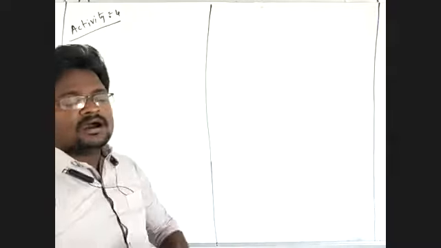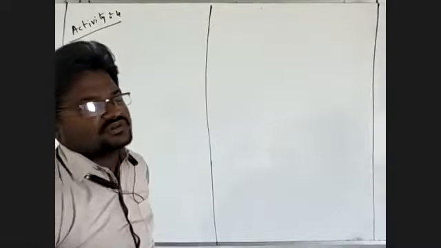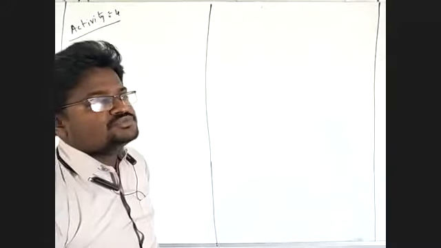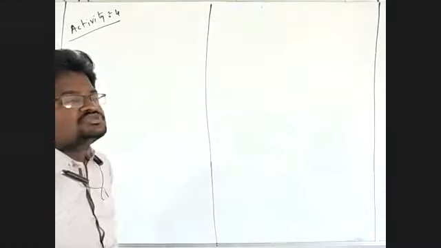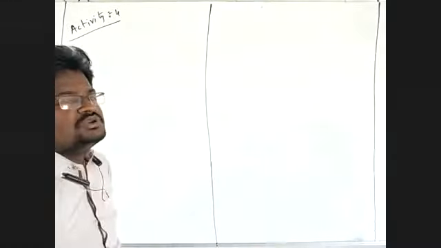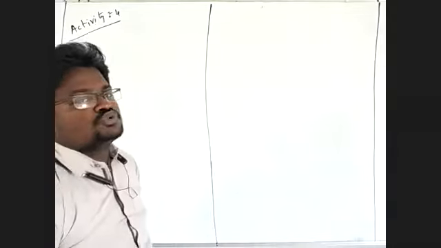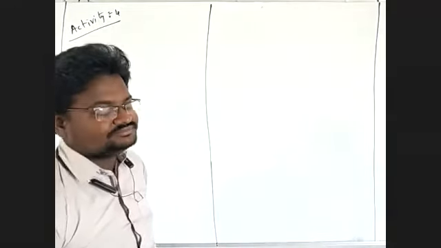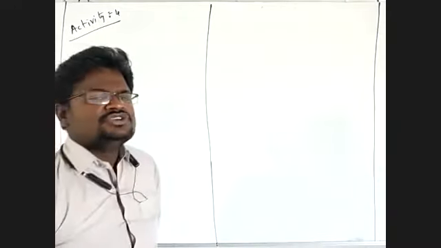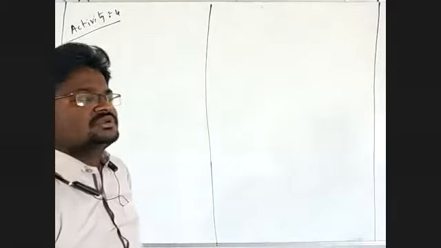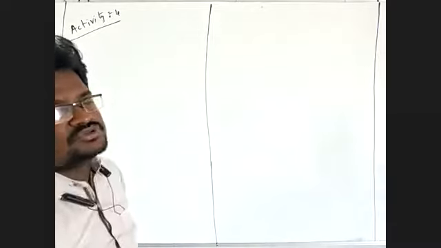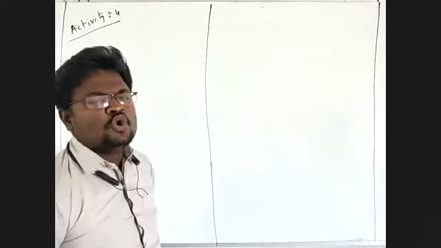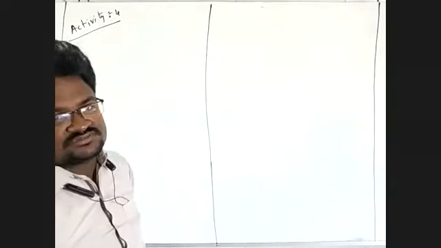Next, refractive index. Absolute refractive index means the speed of light in a vacuum divided by the speed of light in a medium. That is absolute refractive index, denoted by n. The ratio of the speed of light in a vacuum to the speed of light in a medium is called absolute refractive index. It has no unit, no dimension.